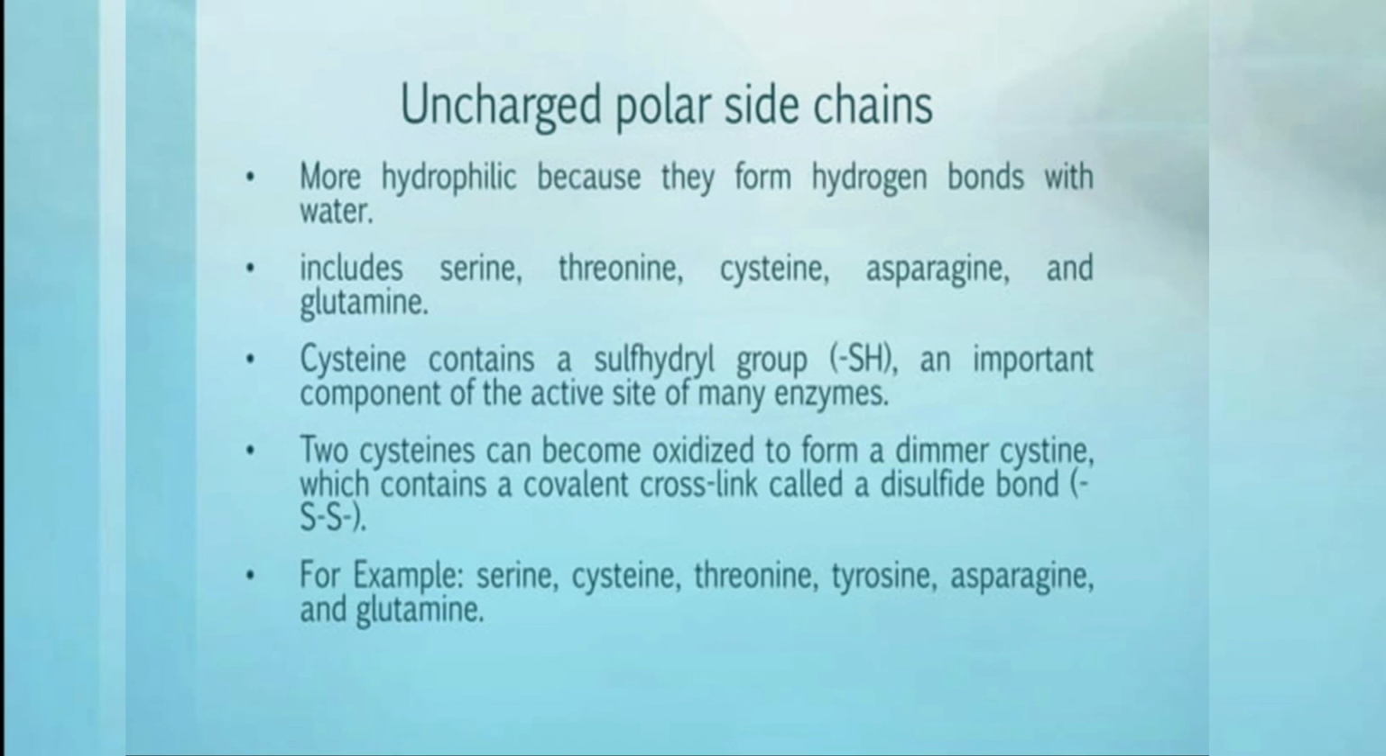Uncharged polar side chains. They are more hydrophilic because they form hydrogen bonds with water. This includes serine, threonine, cysteine, asparagine, and glutamine. Cysteine contains a sulfhydryl group, an important component of the active sites of many enzymes. Two cysteines can become oxidized to form cystine, which contains a covalent cross-link called a disulfide bond. For example, uncharged polar chains: cysteine, threonine, tyrosine, asparagine, and glutamine.